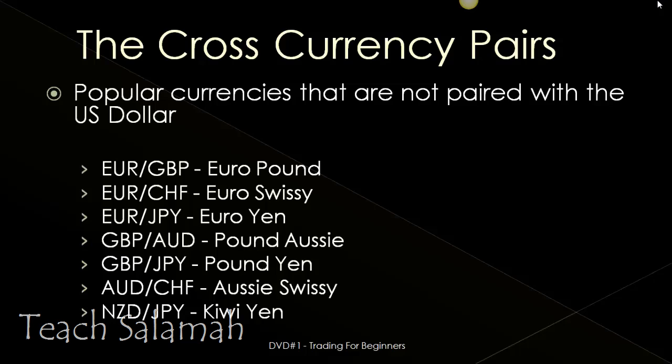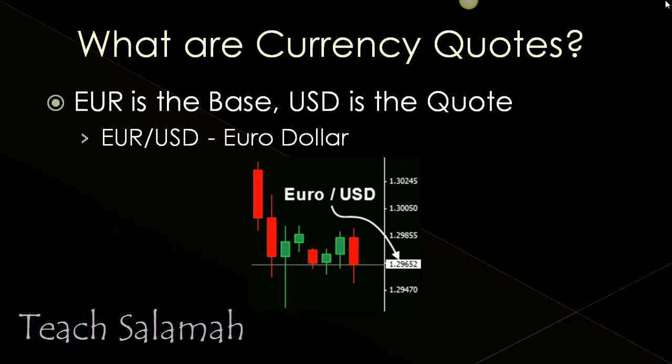So finally, let's move on and look at a currency quote. When you have a currency quote, or when you have a currency pair, you're going to get a price associated with that pair. The actual price is what 1 unit of the base currency costs. In this particular case, the Euro USD, the base currency is the Euro. So 1 Euro will cost you 1.29652 US dollars. Another way to look at it is that 1 Euro will buy 1.29652 US dollars.